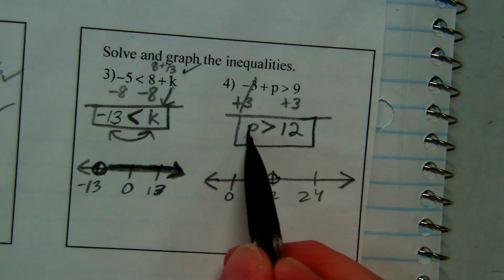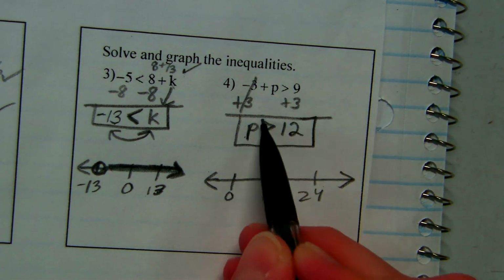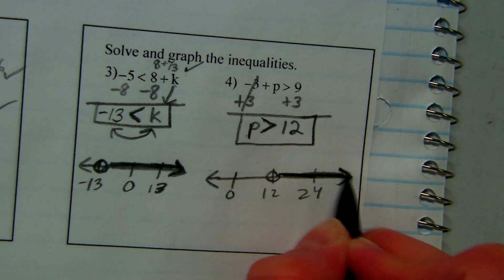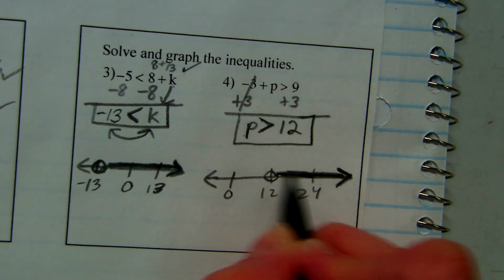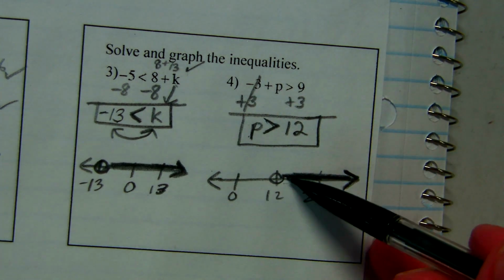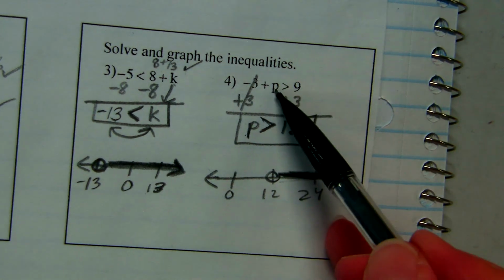And then the variable is on the left side, so this arrow will show us which way to graph, so we can just shade the arrow off this way for our solution. So any number out here works. So I can take any number bigger than 12 to put in for P.